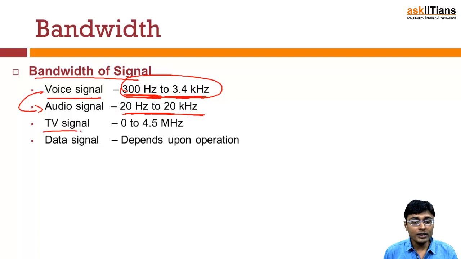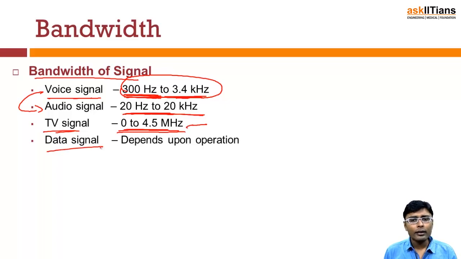Okay, if we see the TV signal, the frequency lies from 0 to 4.5 megahertz. More bandwidth is required for a TV signal, because the TV contains the picture information as well as the audio information, right? Therefore, the bandwidth requirement for a TV signal is more, from 0 to 4.5 megahertz. That is, we can say that the bandwidth is around 4.5 megahertz.